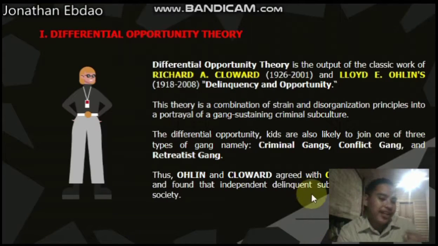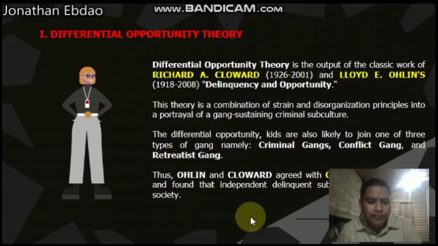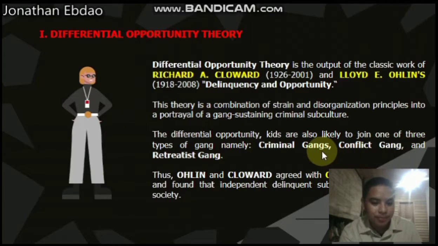The next one is differential opportunity theory. Differential opportunity theory is the output of the classical work of Richard A. Cloward, 1926 to 2001, and Lloyd E. Ohlin, 1918 to 2008, in Delinquency and Opportunity. This theory combines the strain and social disorganization principles in order to portray a gang-sustaining criminal subculture.